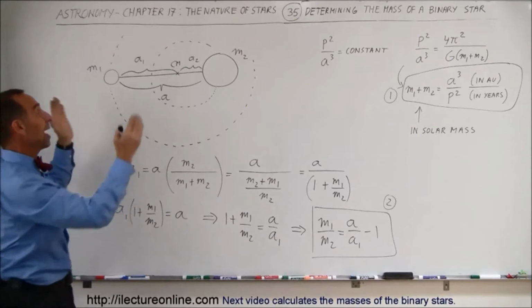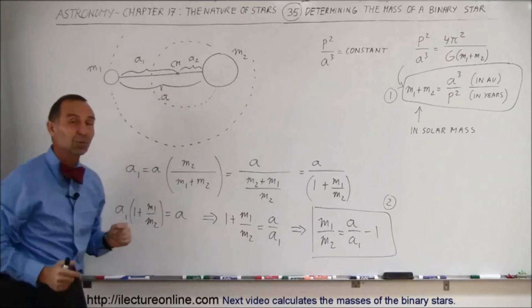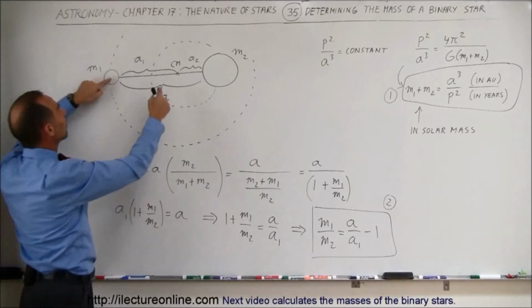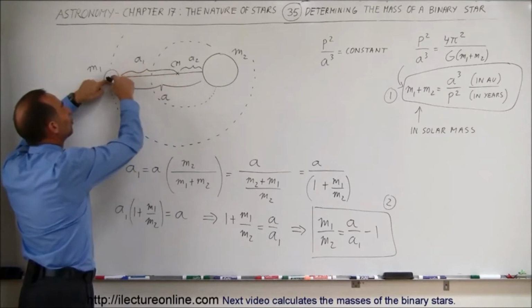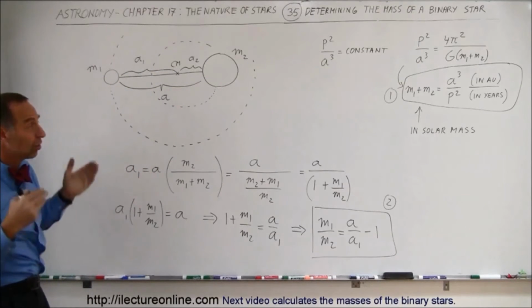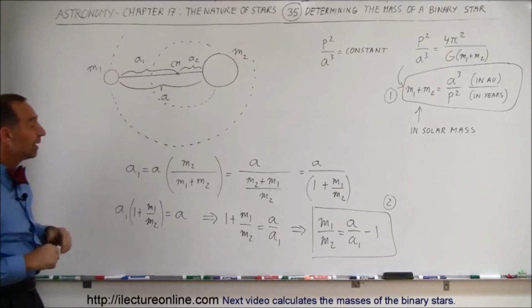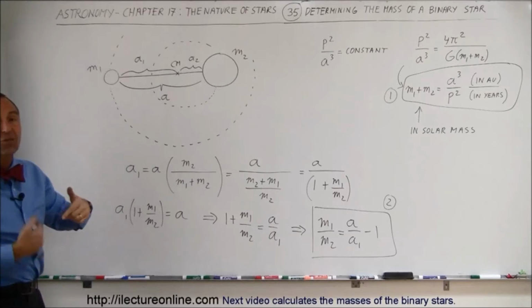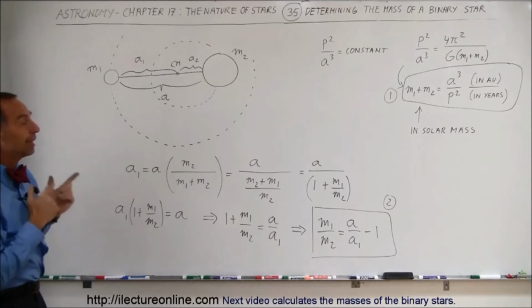Again, it all depends upon how accurately we can measure the distance between the two stars, and how accurately we measure the distance from the center mass to the small star. Usually we like to take the largest distance because the larger the distance, the easier it is to measure. And then just simply measure how long it takes to make one complete orbit, and then we'll be able to figure out the masses.